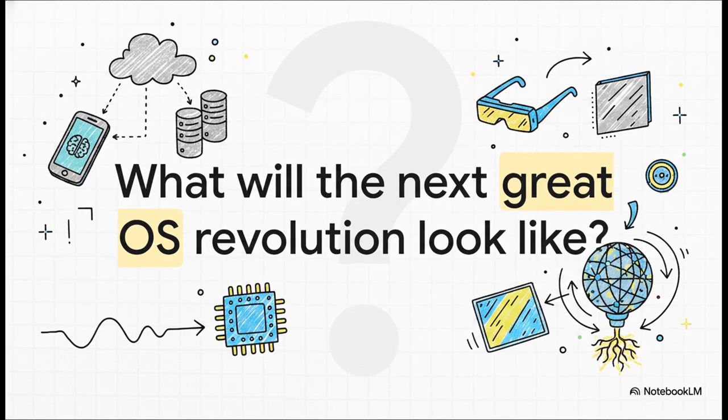So that leaves us with this big question. We've gone from having no OS at all to an OS in our pockets that's connected to a global cloud. The next great leap? It's going to be defined by on-device intelligence, totally new kinds of hardware, and these shifting global dynamics. So, what do you think the next great OS revolution will look like? What will that unseen engine look like in another decade? It's a future that's still being written, and honestly, it's going to be fascinating to watch.